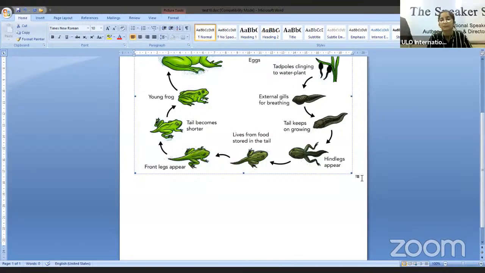So this is task 1 for the IELTS. I hope you are able to see the screen. Just a minute. Today we are going to do task 1, that is the diagram, a natural process: the life cycle of a frog.